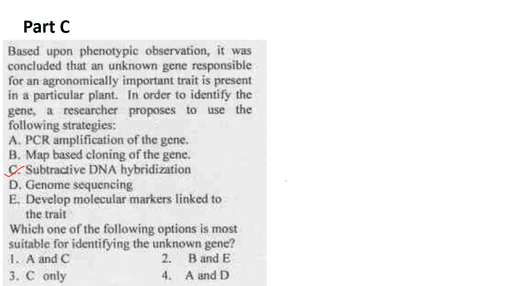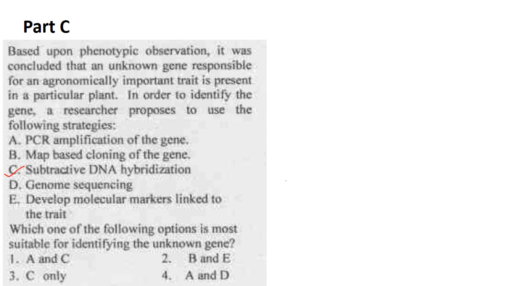Then next one. Based upon phenotypic observation, it was concluded that an unknown gene responsible for an agronomically important trait is present in a particular plant. In order to identify the gene, a researcher proposes to use the following strategies. PCR amplification of the gene. Now if he uses PCR amplification, then no PCR can be conducted because the gene is unknown, so we cannot develop any primers. So PCR amplification is not possible.